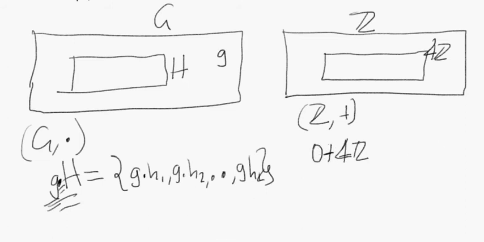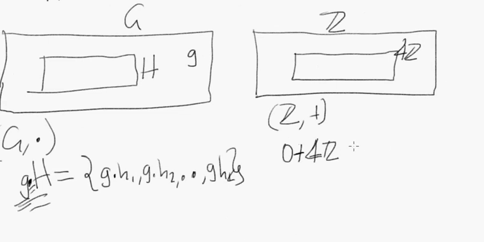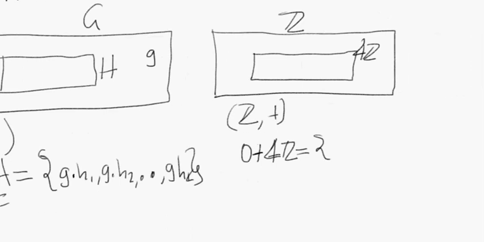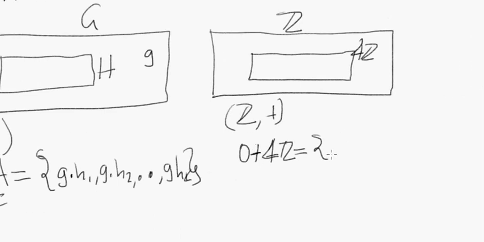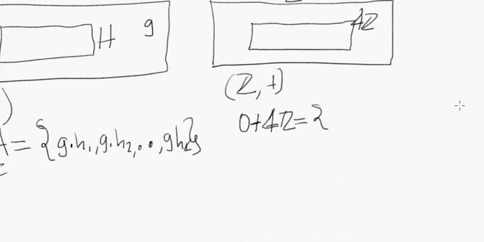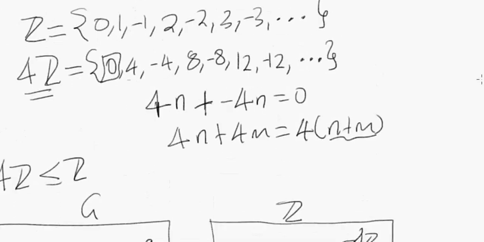Okay, 0 plus 4Z just turns out to be what? Over here, G times H was: we take every element of H and multiply it to the left by G, so H1, H2, Hk multiplied to the left by G. Over here our multiplication is addition, so we take every element of 4Z and add 0 to it. Remember 4Z was just 0, 4, negative 4, 8, negative 8, 12, negative 12.